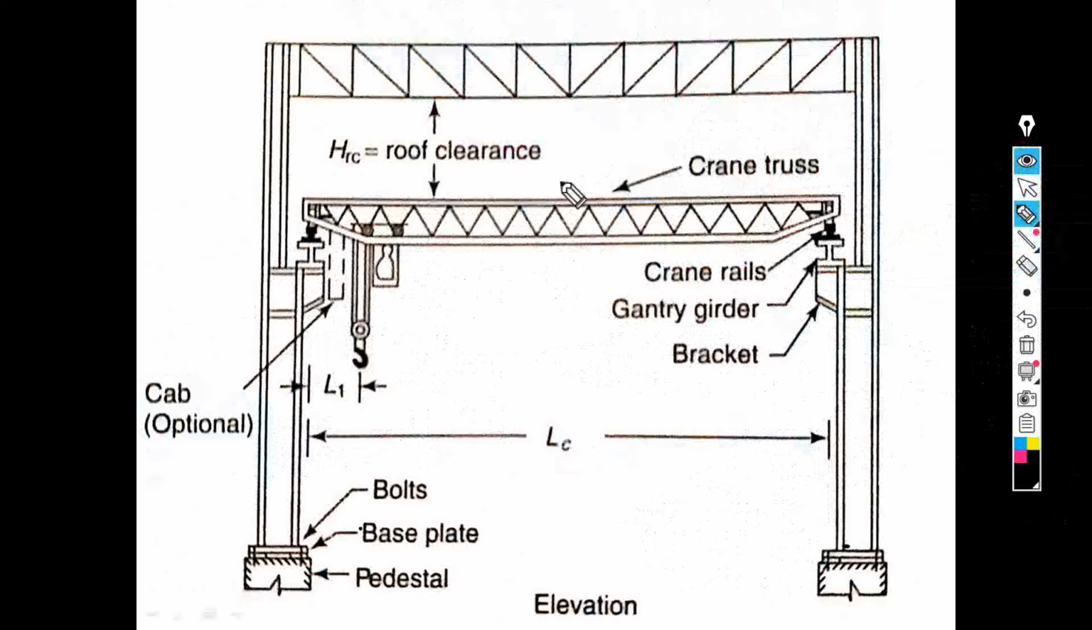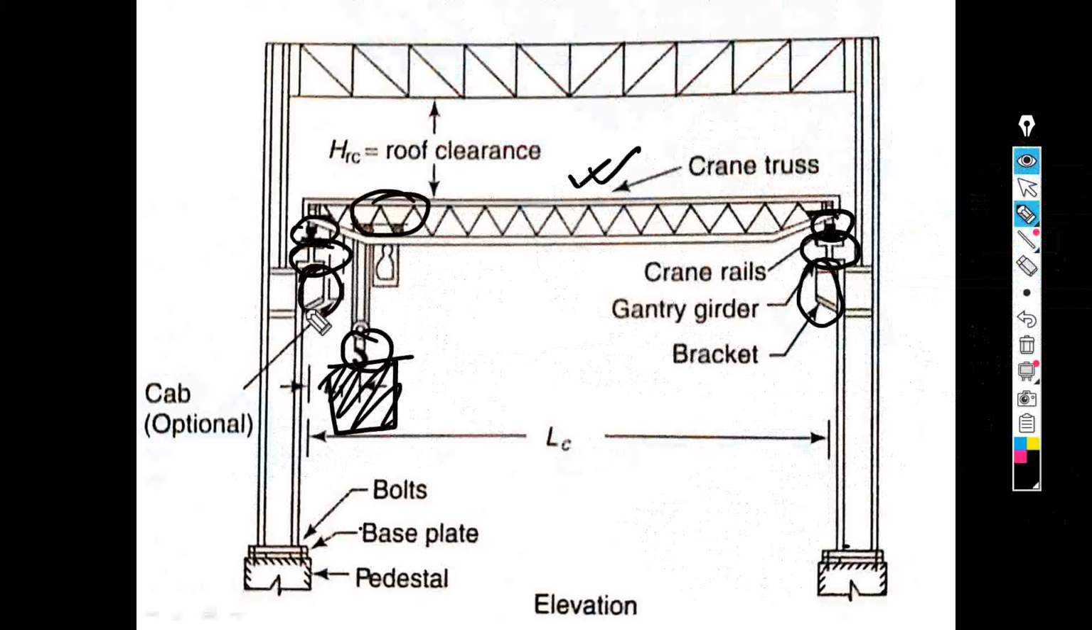So this is the crane, this is the trolley. Once again I am repeating, this is the trolley. The trolley is attached to the hook and the hook carries the load. Then the crane is supported on both sides on crane rails. Crane rails are supported on gantry girders. Gantry girders are supported on brackets, and these brackets are attached to the columns. So this is the whole system.